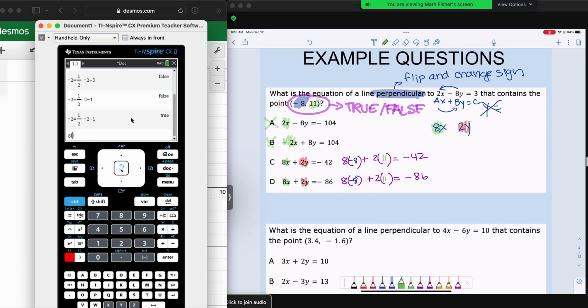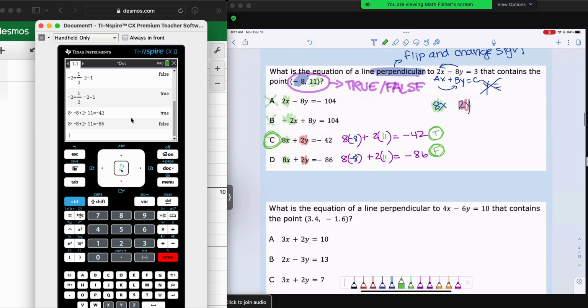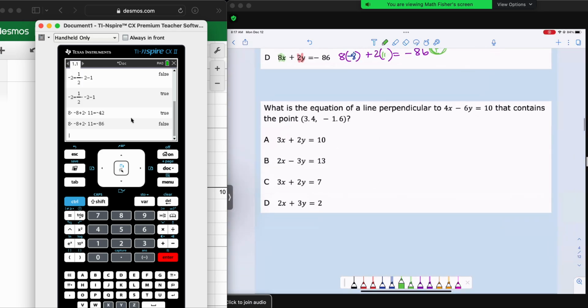So we have 8 parentheses -8 plus 2 parentheses 11 equals -42. Enter. That gives you true. Then we're going to try D. 8 parentheses -8 plus 2 parentheses 11 equals -86. Enter, which gives you false. So my only answer it can be is C. So that's how you would do this one. On the next one, it's the same kind of concept, just a little bit different.